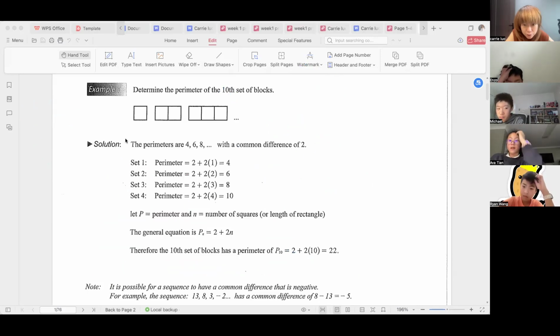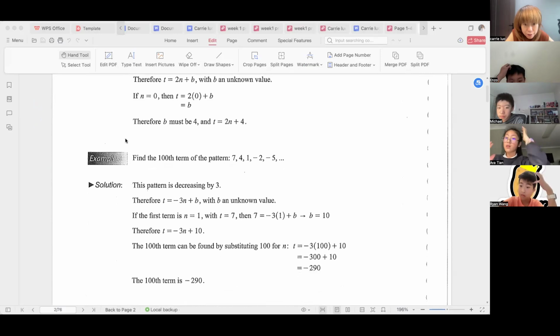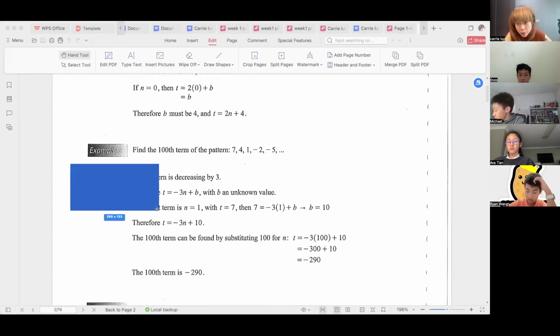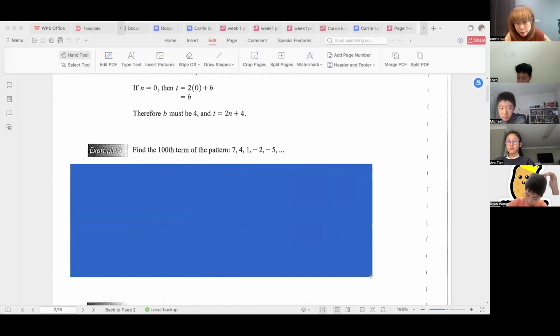Okay, so let's try a different one. Let's take a look at this one. Find the 100th term if the pattern is 7, 4, 1, -2, -5. Okay, everybody, you start.